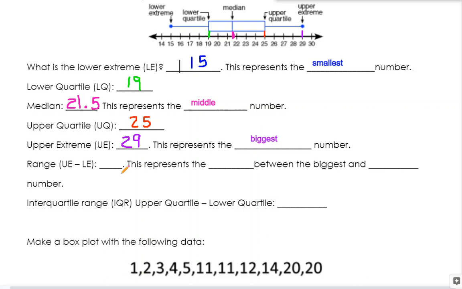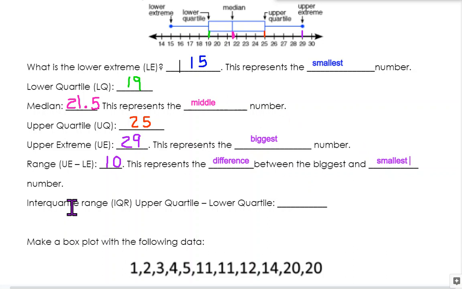Okay, so let's do some of this. It says range. Range is my upper extreme minus my lower extreme. So my upper extreme was 29, my lower extreme was 15. So I would just do 29 minus 15, and that would give me 14. And this represents the difference between the biggest and smallest numbers. We talked about that up top, right? So that's range. Whenever you hear range, it's talking about the entire thing.